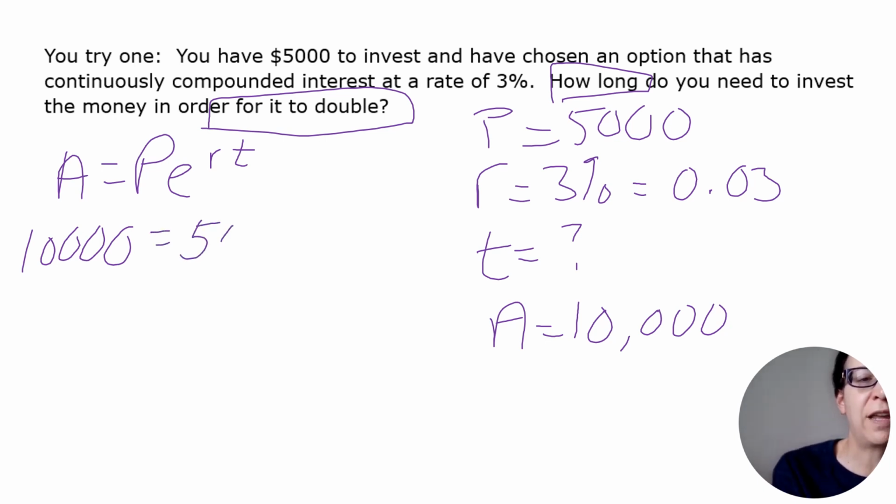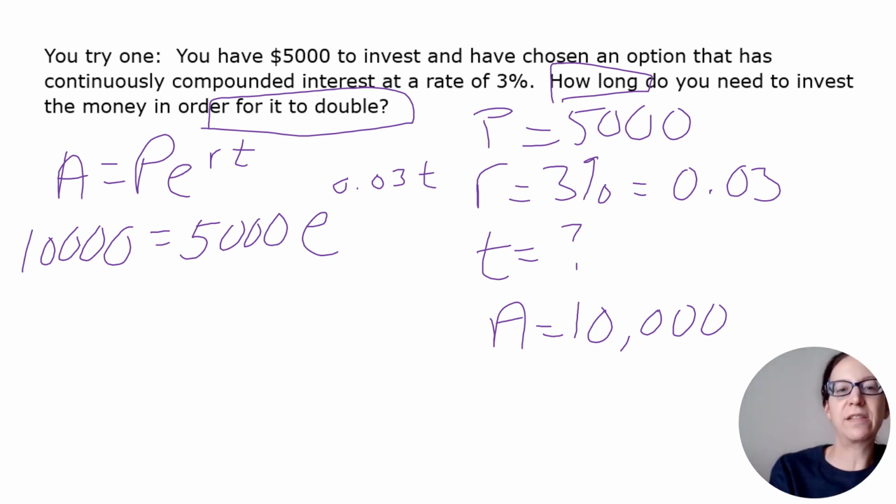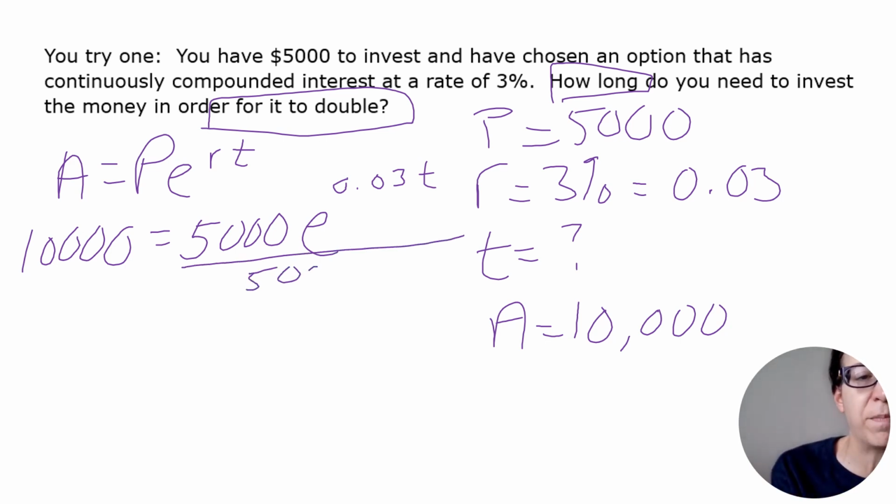We are starting with $5,000, and we know that the interest rate is 0.03, and we're looking for t. This is going to need a logarithm. Before I can do the logarithm, I need to isolate the exponential, which means that we would start by dividing both sides by 5,000.